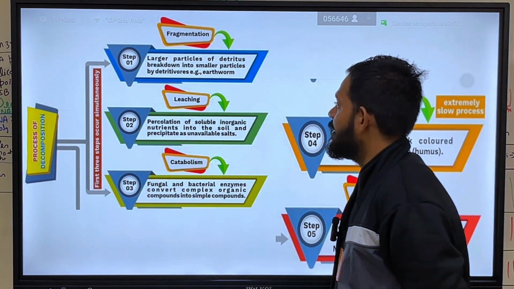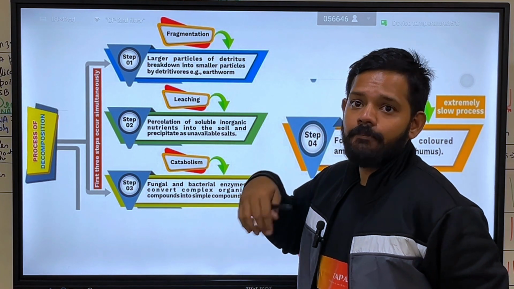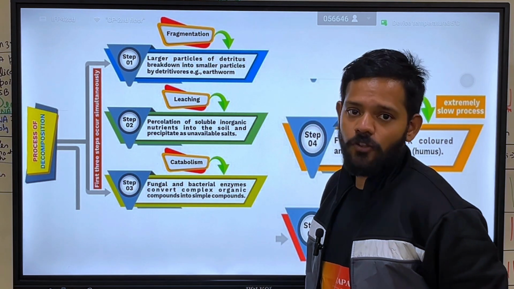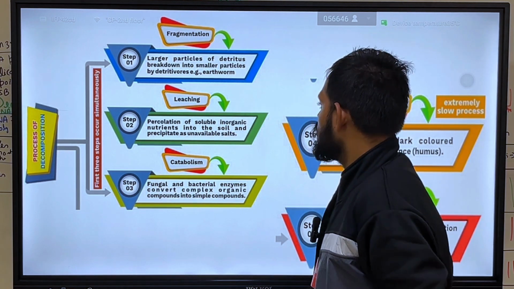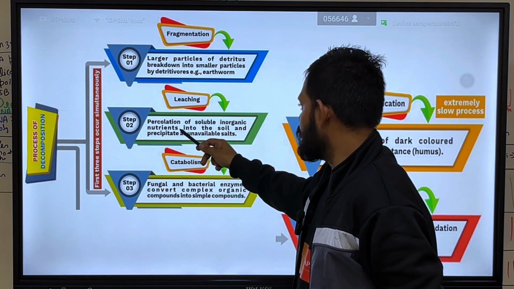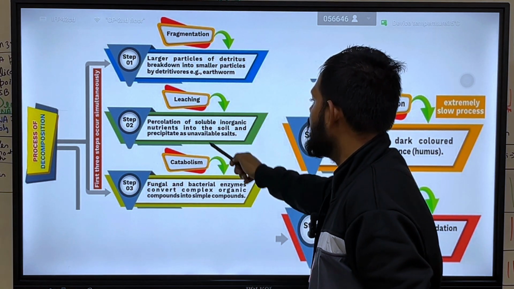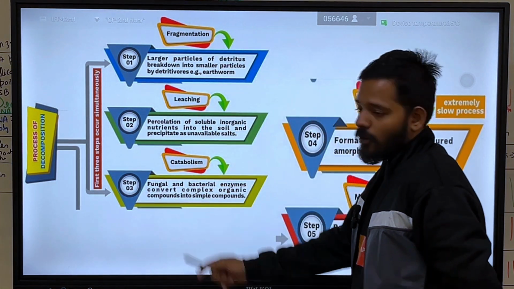Now the second process: that fragmented material will percolate in the soil and carry its mineral nutrients inside the soil. So this process is called leaching. Okay, percolation of soluble inorganic nutrients into the soil and precipitation as unavailable salts. Okay, next process is catabolism.